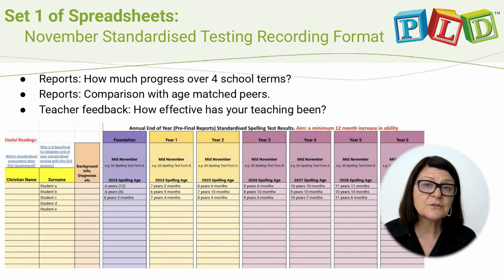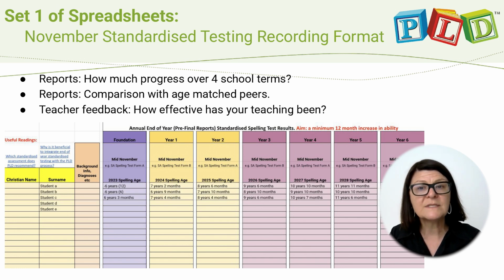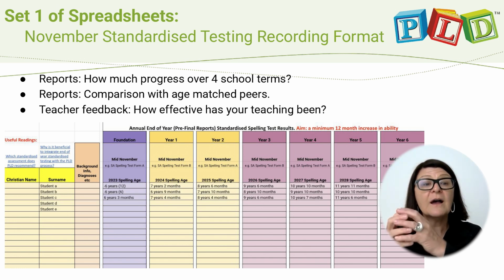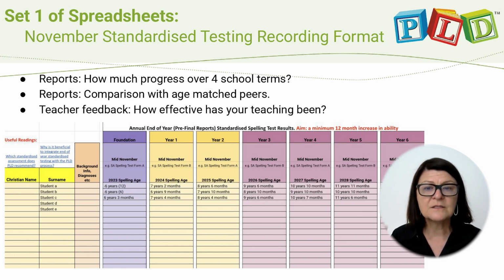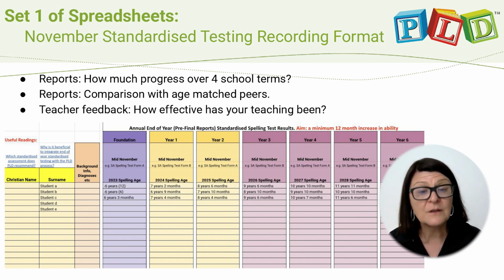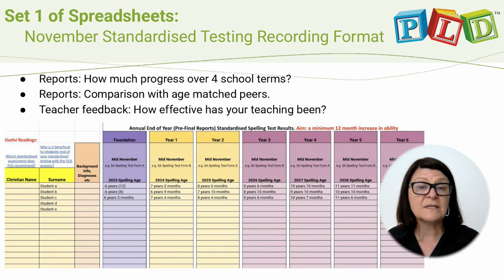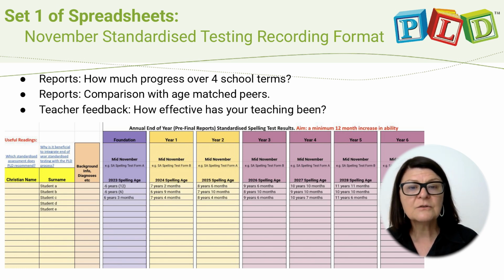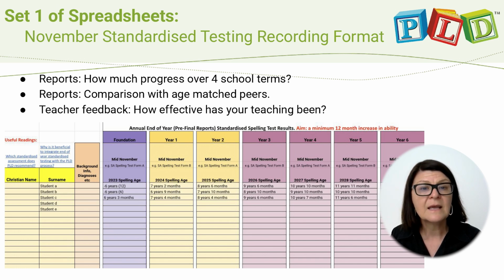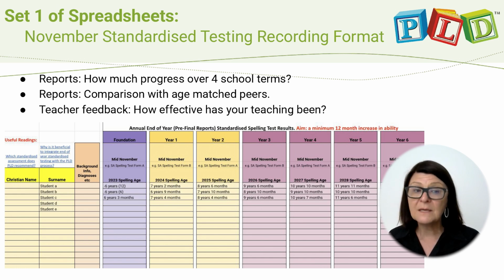The second set of tracking sheets that were received provides longitudinal information. So student A here in November in foundation received a score of under 6 years of age, but got 12 words correct, but didn't actually get an age score. By the end of year 1, this student secured a score of 7 years 2 months. End of year 2 received 8 years 6 months. End of year 3 received a score of 9 years 6 months. So we're looking for a minimum of a 12-month increase in ability.